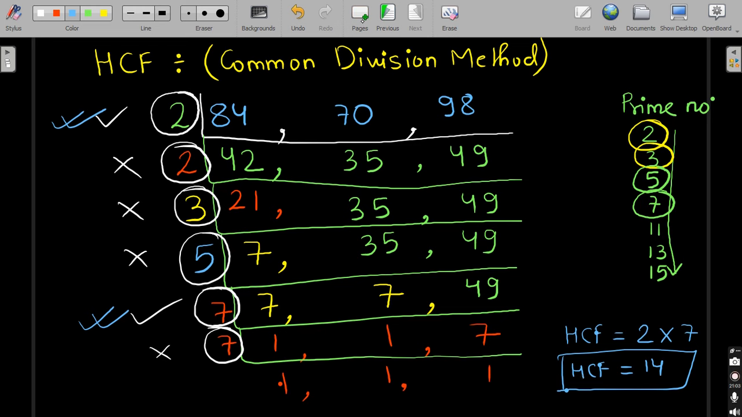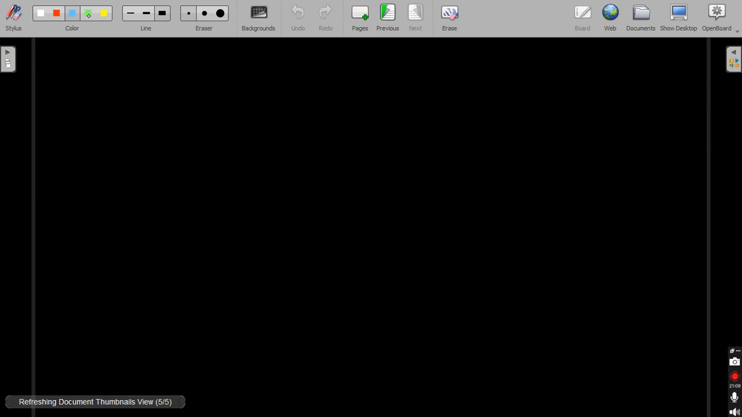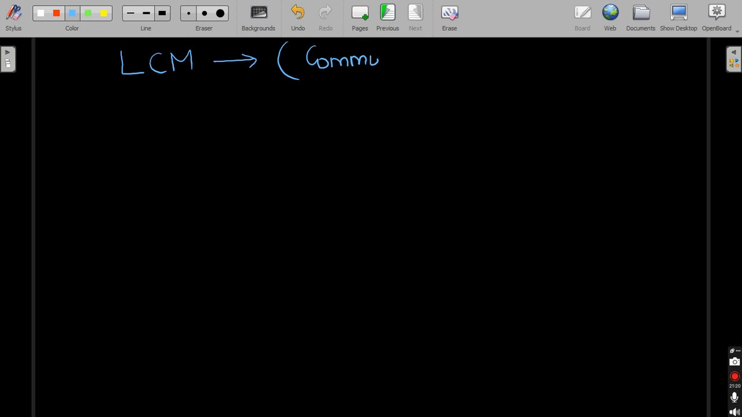Okay, thank you students. Now let us move to the next procedure: how to find the LCM. How to solve the LCM. I already told you there are three methods to solve. Let us start with the common multiple method, the common multiple method that we are going to find.